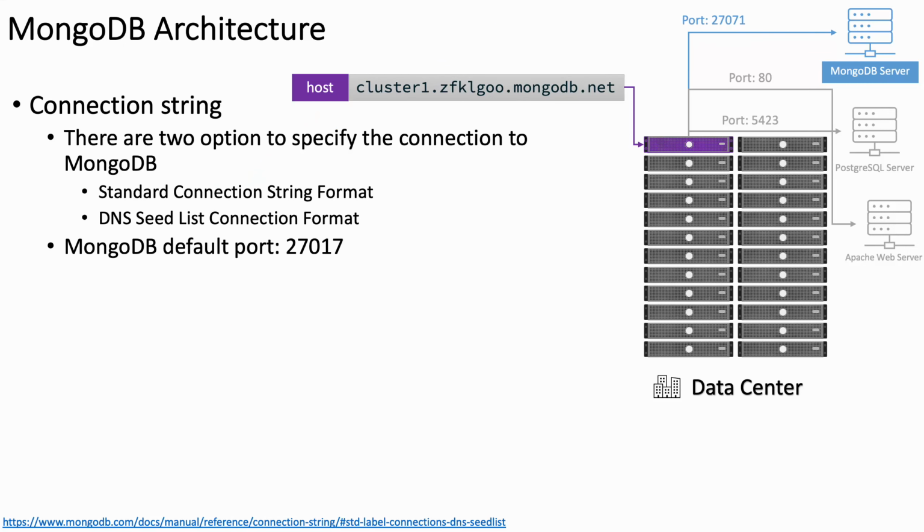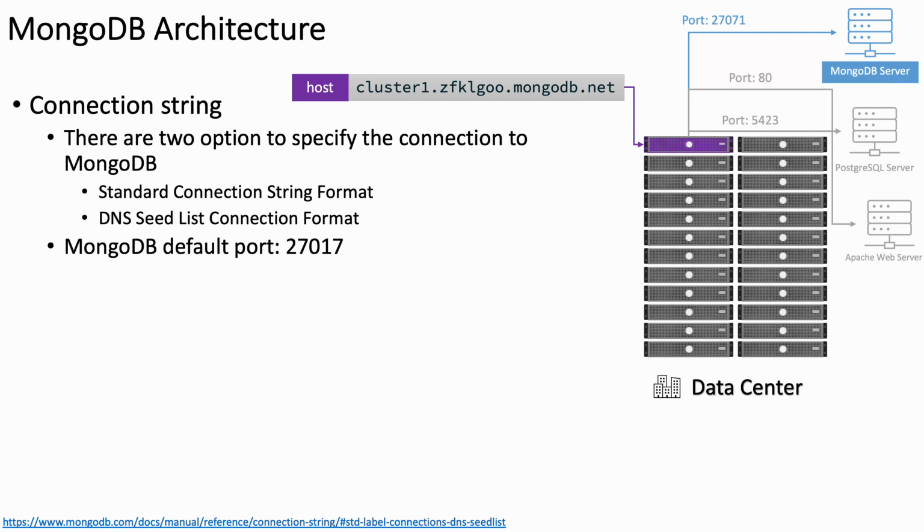There are 2 options to specify the connection to a MongoDB server. The first is the standard connection string format, and the second is the DNS seed list connection format. The MongoDB default port is 27017, but you can start a MongoDB server on any port that you want.